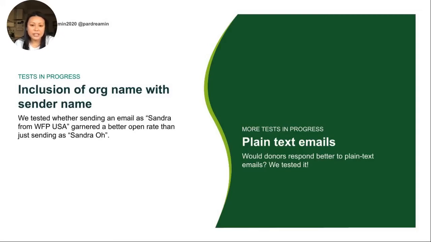organization name. And then the other test that we're going to be doing this year is plain text emails. So we've done a lot of testing in general with our templates, and we found that our template design works for us, and this is the best way that we can get conversions. So they're not very, very pretty, but we're trying to take it all the way back to plain text to see if an email that looks like it came from just your Gmail or your Outlook really would make a difference. So do donors respond better to plain text? So we're going to be testing that, and we're actually adding that into one of our automated series.